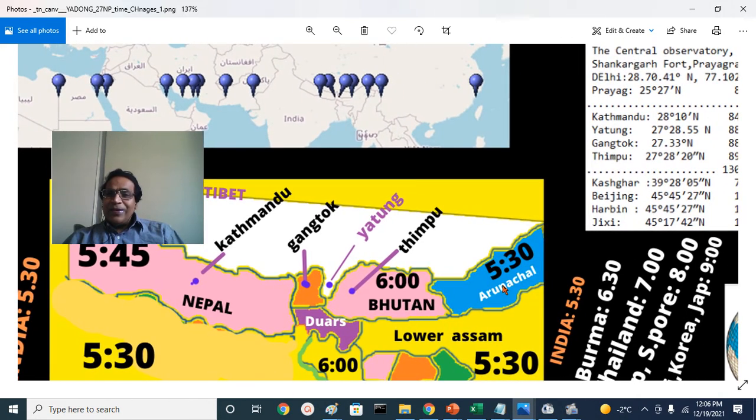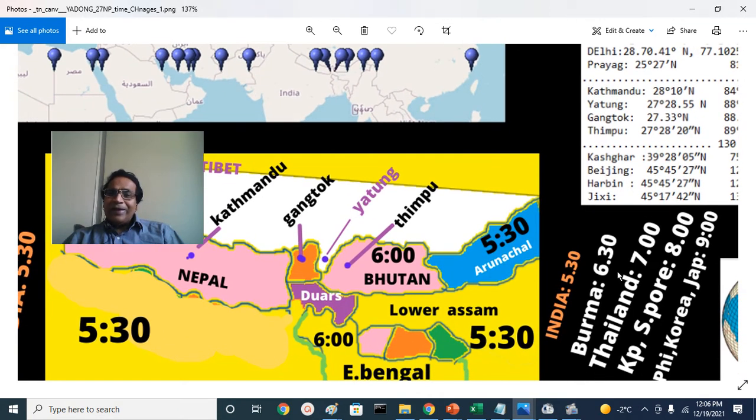Then leave Arunachal Pradesh and enter Kachin territory, that is Burma or Myanmar. The time becomes 6:30, from 5:30 to 6:30. The time is increasing. And then you enter the Thailand area. Time will become 7. Then enter Kuala Lumpur, Singapore, Johor, Penang, and all those areas. Time is 8. Then enter the Philippines, 8, and China also 8, and Korea, Japan 9.